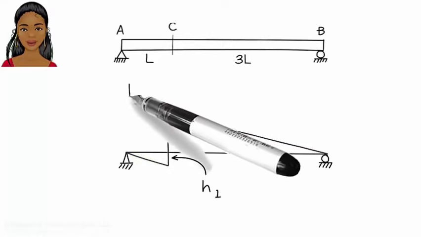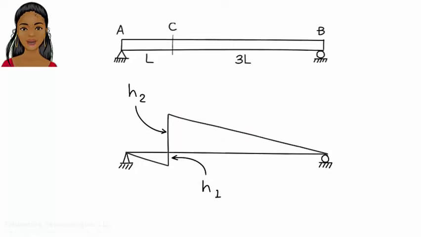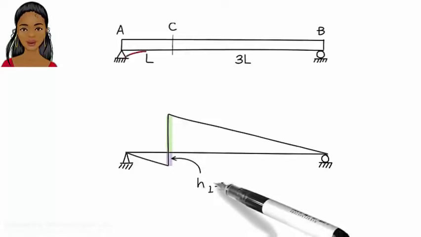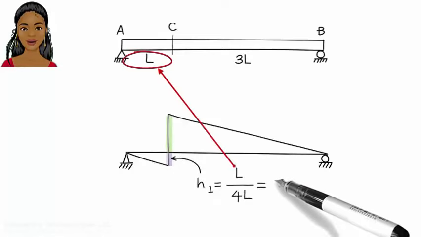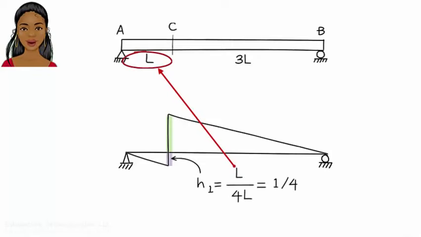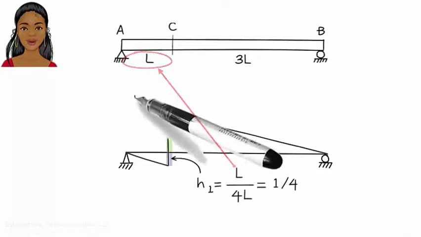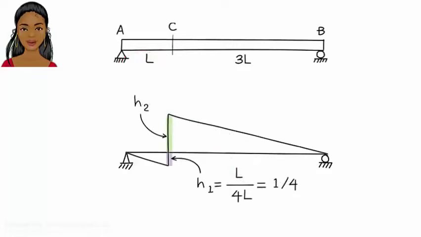But what are these values? We know the influence line is drawn based on a moving unit load. So it should come as no surprise that the overall height at C is a unit force. The heights on the negative and positive sides are then fractions of 1. The negative height is the ratio of the length of the left segment to the overall length, or 1/4. The positive height is the ratio of the length of the right segment to the overall length, or 3L/4L, or 3/4. Notice that the two heights add up to 1.